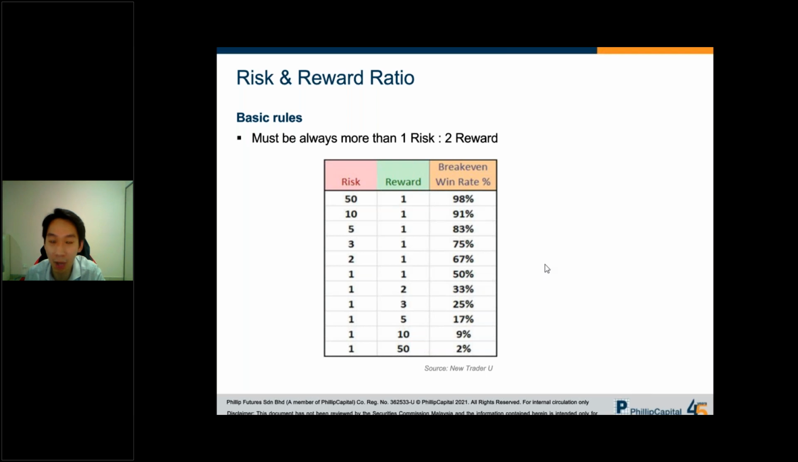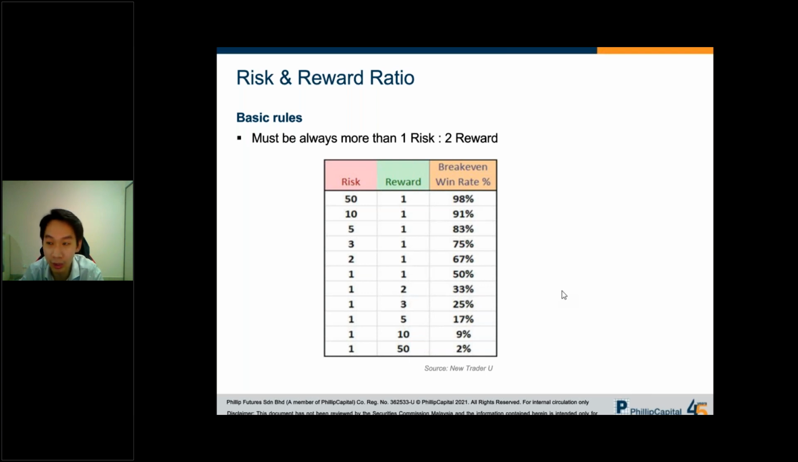Basically, your account won't grow. Okay, your account won't grow when you are at 50%. You will just stay at the same level if you maintain a risk-reward of 1-to-1. But things will change when your risk is 2 times and your reward is 1 time. Okay, so basically your break-even win rate is 67%. When your risk is one time and your reward is 2 times, your break-even rate is 33%. So meaning to say you only need to win 33% of the time to be profitable. You will see your account grow.